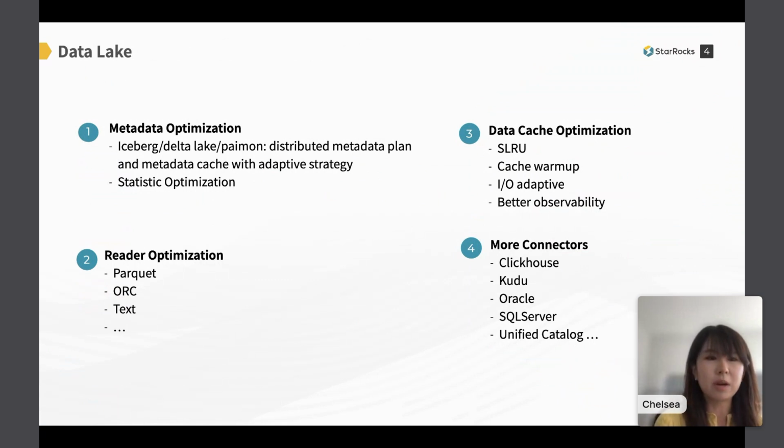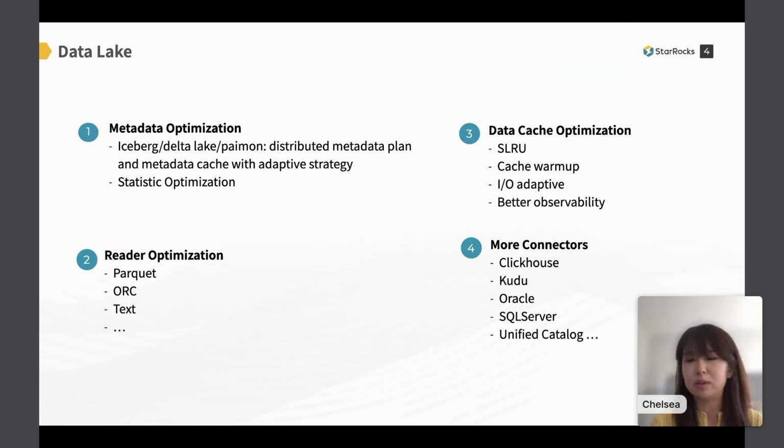So first, for the metadata optimization, in version 3.3, we introduced a distributed metadata plan for Iceberg and also a manifest cache for Iceberg. Also, there is a smart strategy to choose which method to use based on your query's situation. And this optimization is also extended to Delta Lake and Paimon catalogs. And also, we support collecting statistics to generate a better query plan.